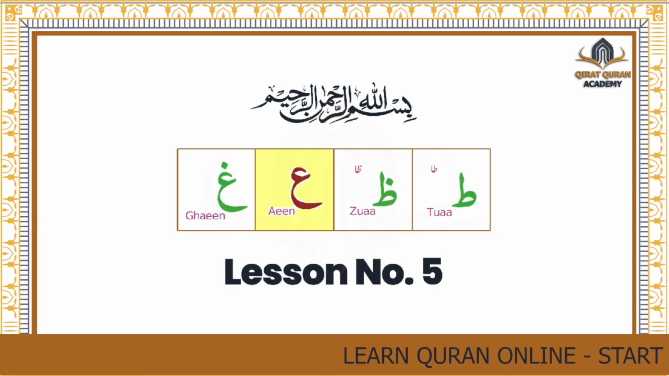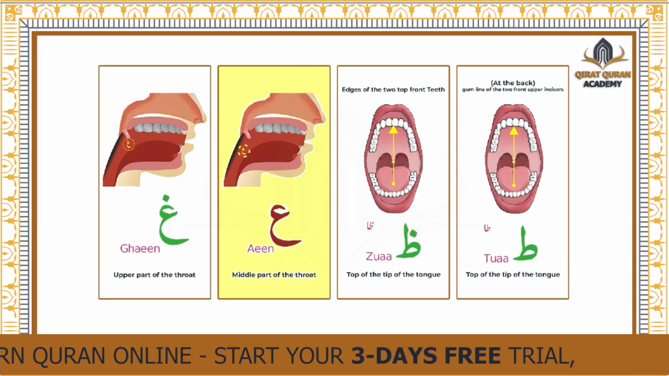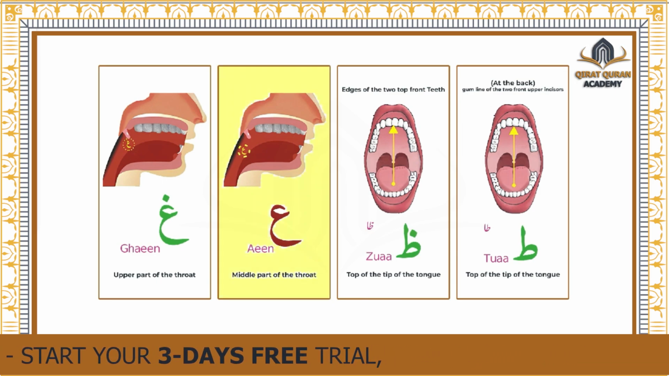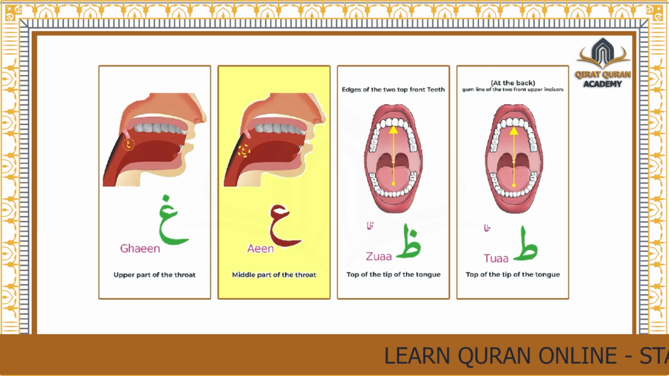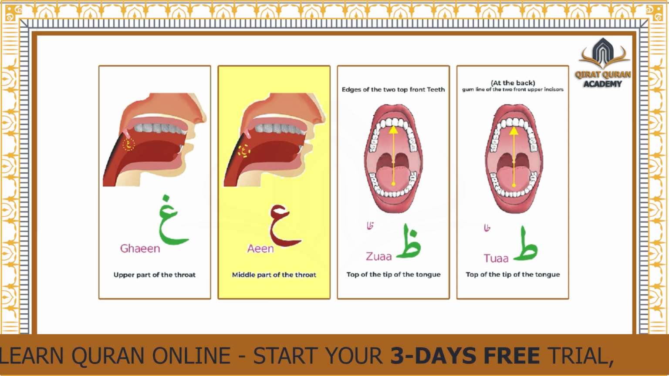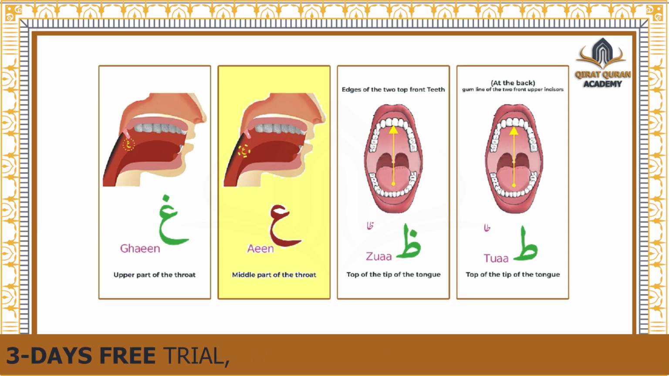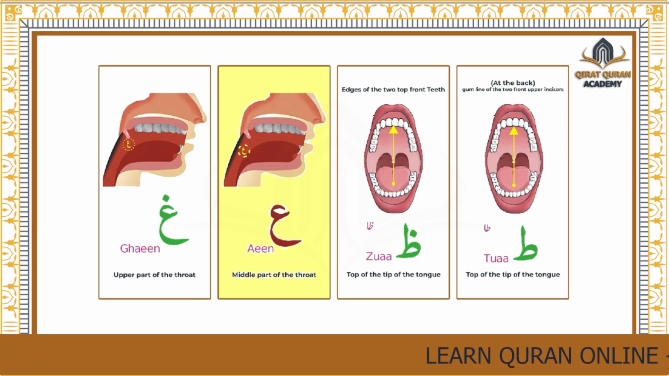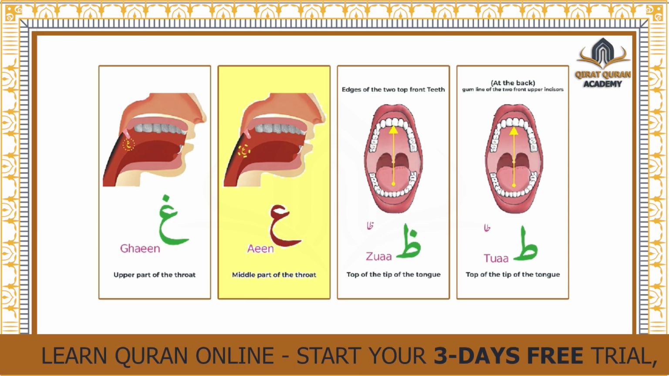Now let me show you the origin of ain, how we pronounce ain. So you can see this is the inner view of the mouth. And ain is a throat letter. Our throat has three parts: bottom, middle and upper. Ain is pronounced from the middle part of the throat. As in the previous lesson, I told you about ha. So ha and ain have the same origin. These two letters are pronounced from the middle part of the throat.